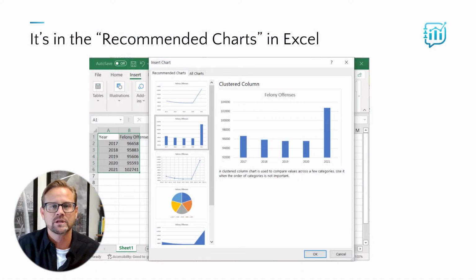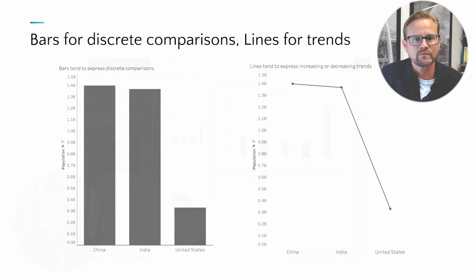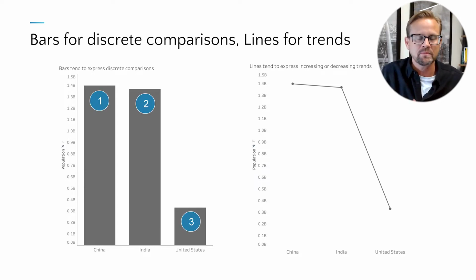So I punched the numbers into Excel. Wouldn't you know, Excel recommended that I make a bar chart that starts at 92,000. And so maybe they were just accepting the defaults. I don't know. What I do know is a couple things. First of all, a bar tends to express a discrete comparison, like this versus that versus something else. This comes from Barbara Tversky's research. And a line, on the other hand, tends to express change over time really well.